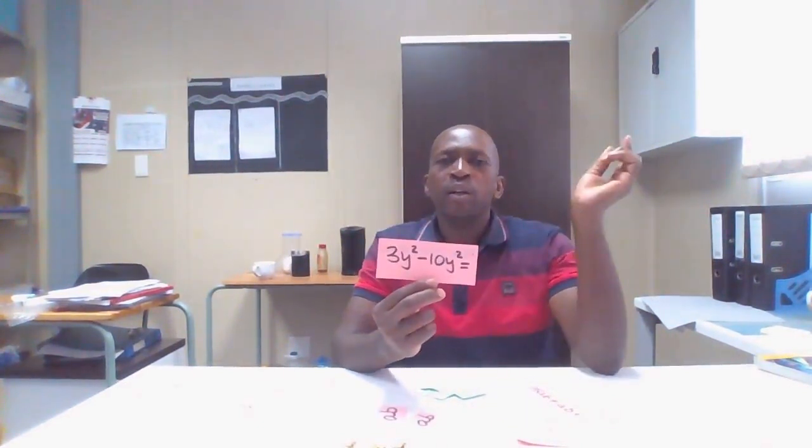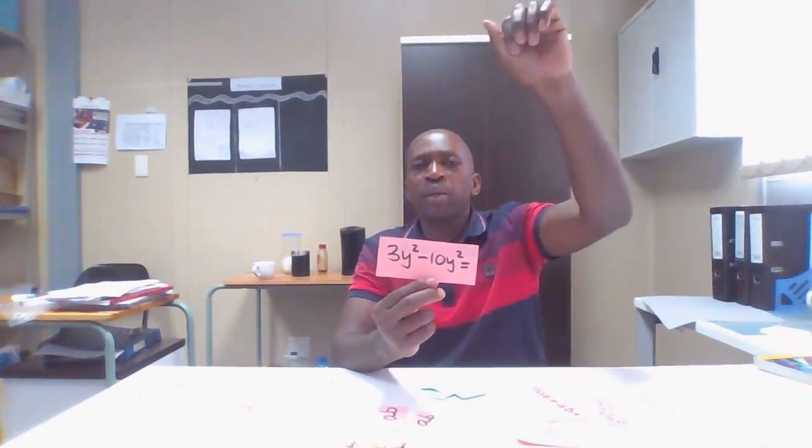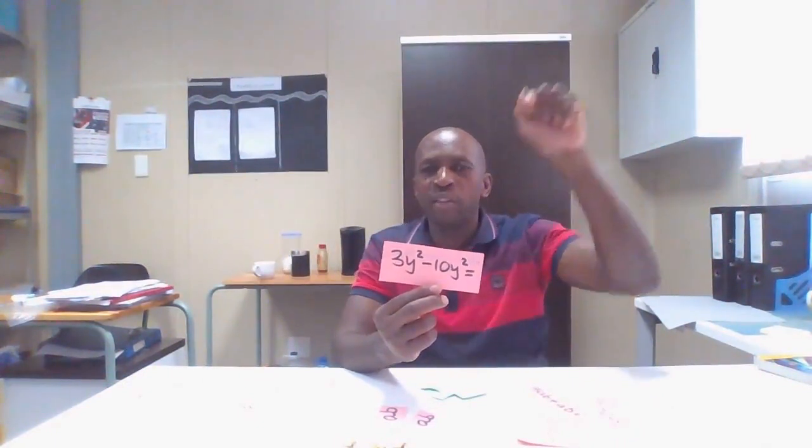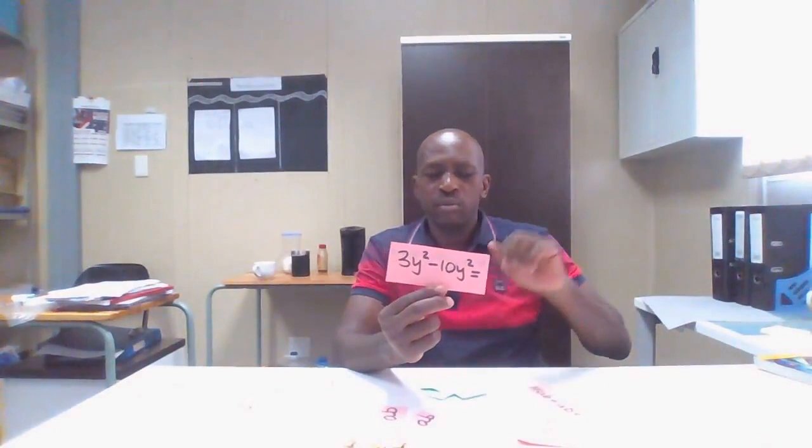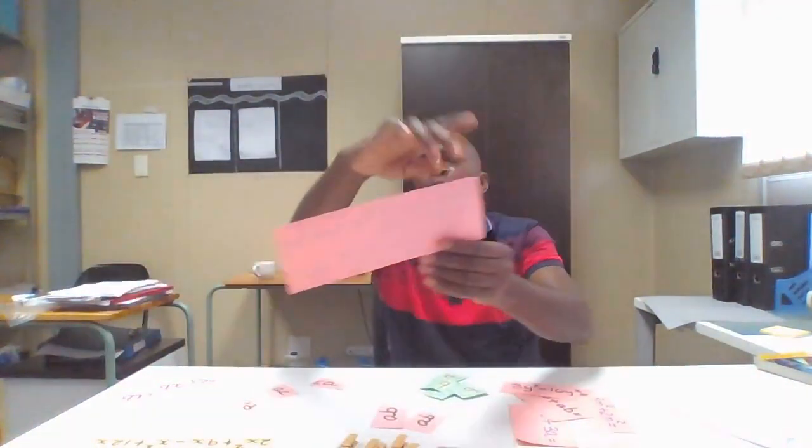And then we have this one. Now we are subtracting. And you remember directed numbers. Okay, so our answer becomes negative 7y squared. Thank you. Now we have talked about how to simplify.